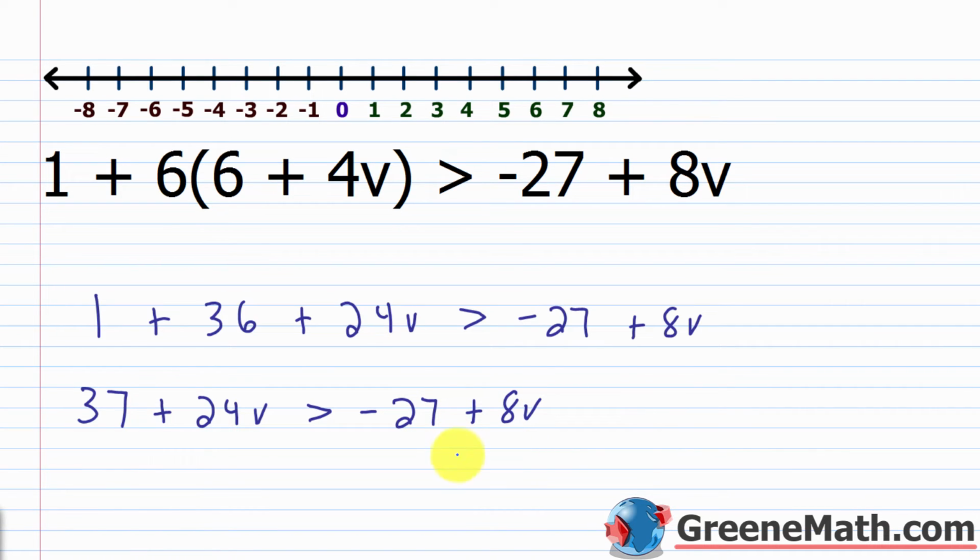So let's subtract 8v from each side of the inequality. And let's subtract 37 away from each side of the inequality. So this is going to cancel, and this is going to cancel.